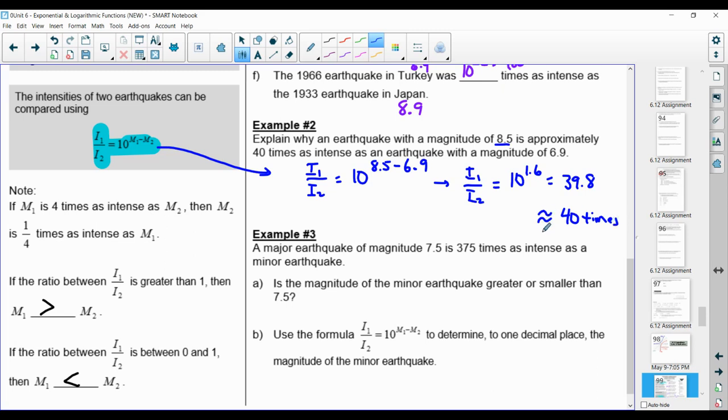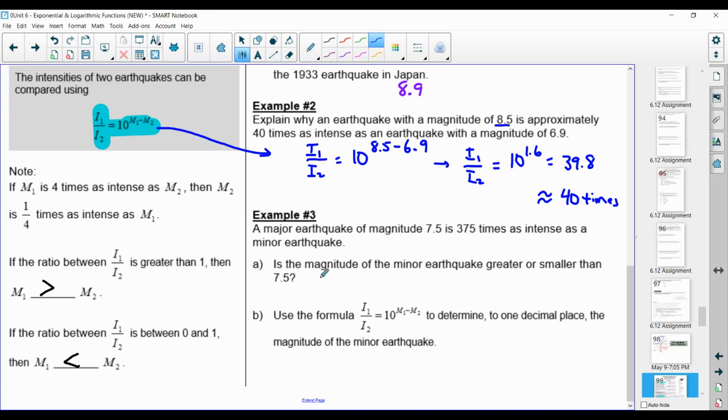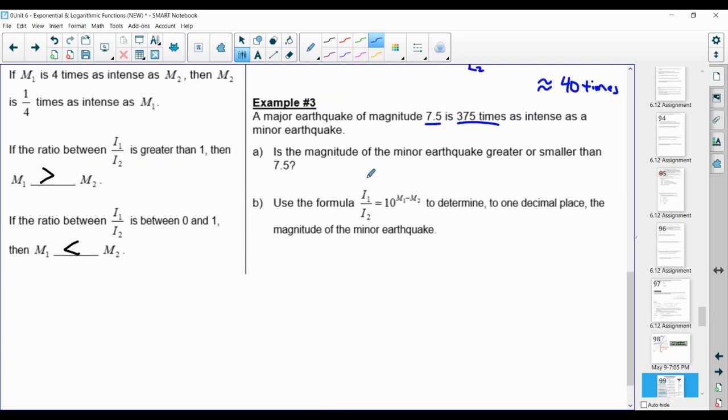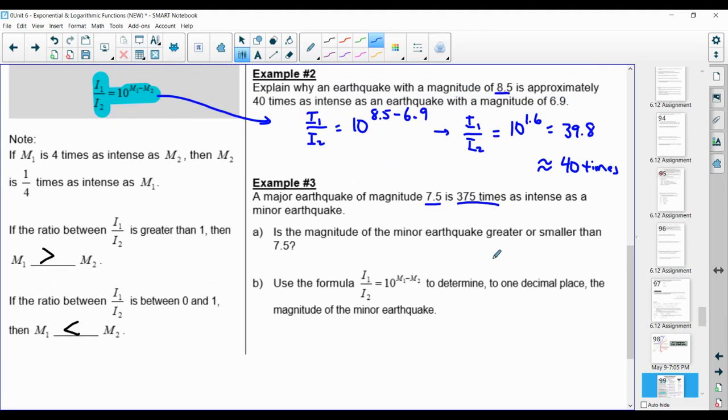All right, now we can't always just use our numbers on the Richter scale because not everything's going to be perfect factors of 10 or bases of 10. So we're going to have to do some calculations with logarithms. So example number 3 here, it says a major earthquake of magnitude 7.5 is 375 times as intense as a minor earthquake. Now the question says, is the magnitude of the minor earthquake greater or smaller than 7.5?